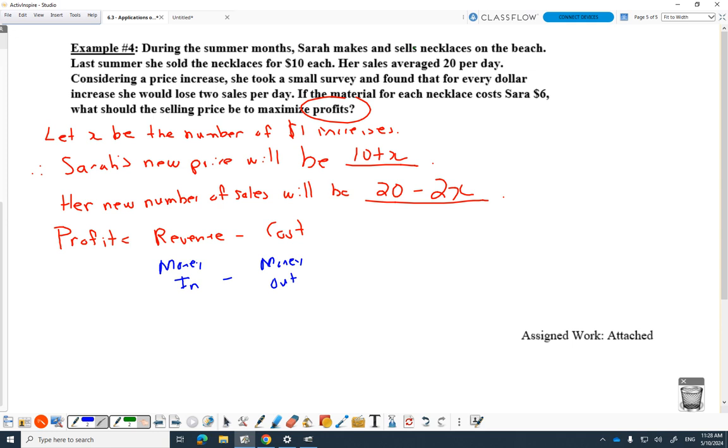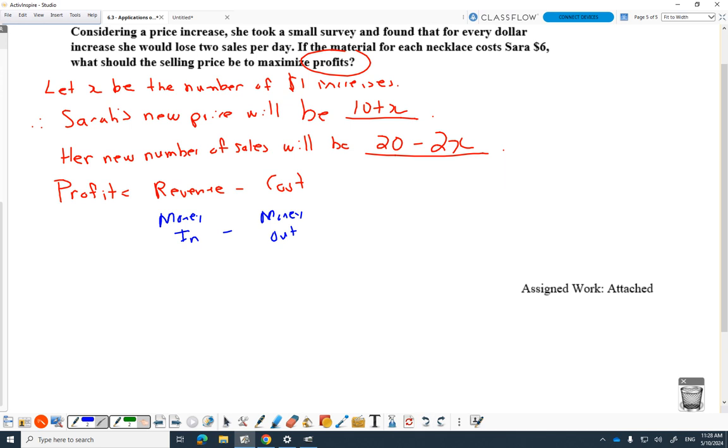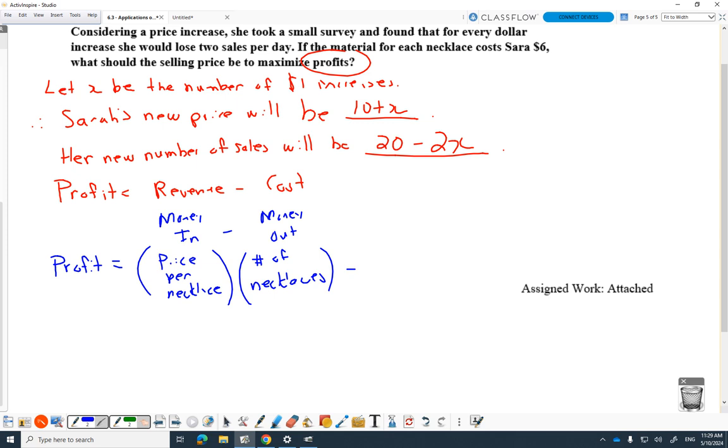So my profit will be price per necklace times number of necklaces. That's how much money she's going to make. But then subtract, what does it say? The material for each necklace costs $6 minus cost of necklaces.